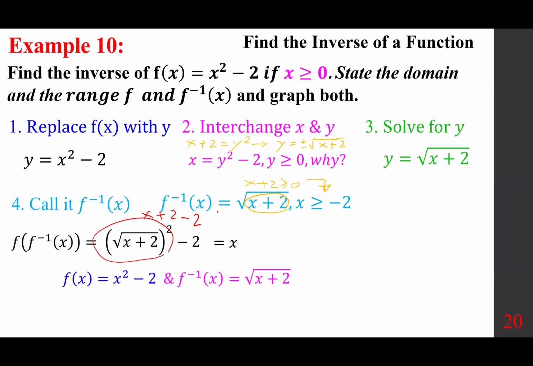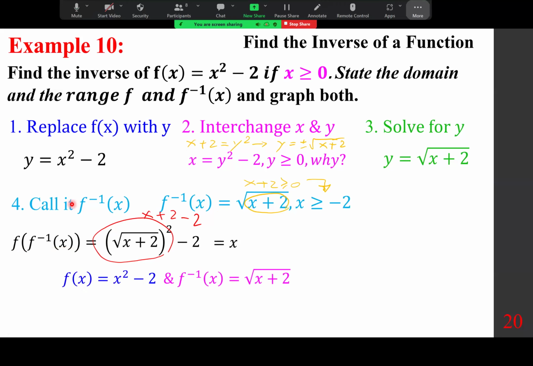So therefore, given that f of x is x squared minus 2, and f inverse is square root of x plus 2, the domain of this function was given as x greater than or equal to 0, that means 0 to infinity, which is the same as the range of f inverse, okay? The range of f inverse. On the other hand, x is larger than or equal to negative 2 is the domain of f inverse, which makes it the range of f of x. So domain of f inverse, or range of f, is minus 2 to infinity.